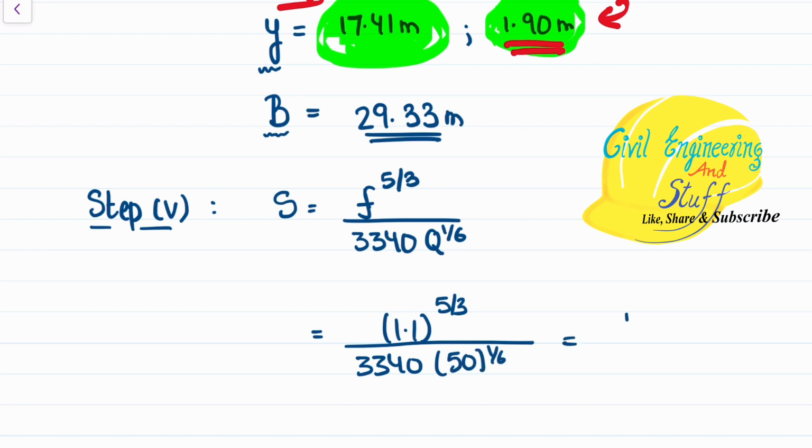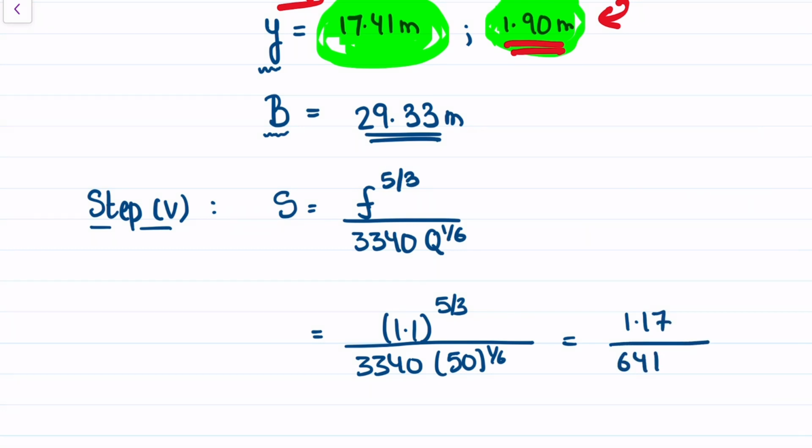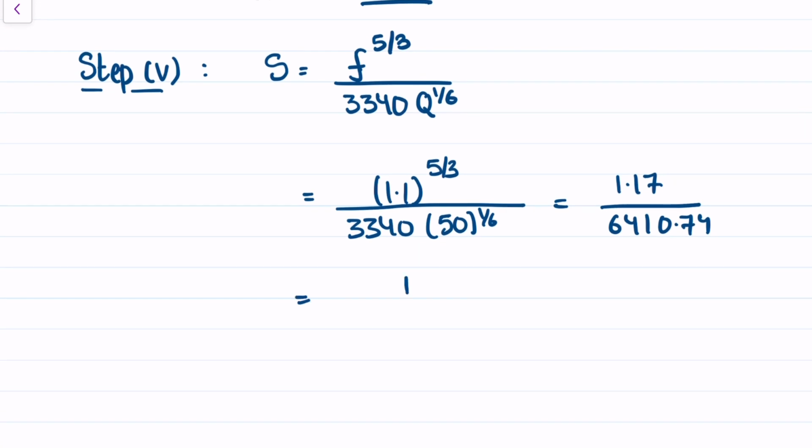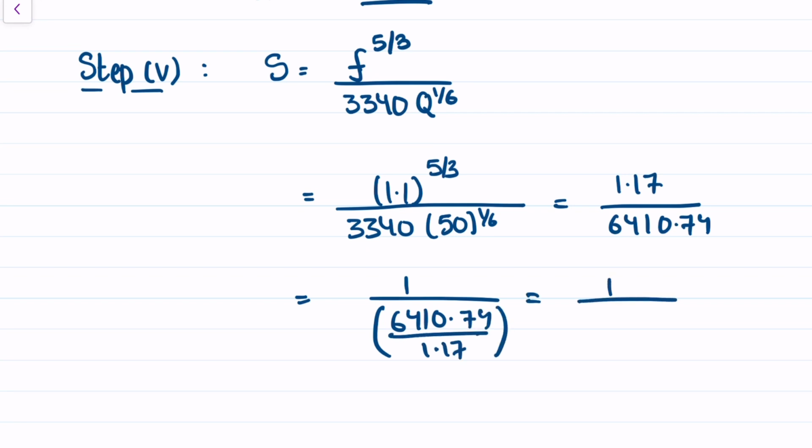So this will be 1.17 divided by 6410.74. So we can just write 1 divided by 6410.74 divided by 1.17. So this will come out to be 5469.16. This is the bed slope value that we are going to get.